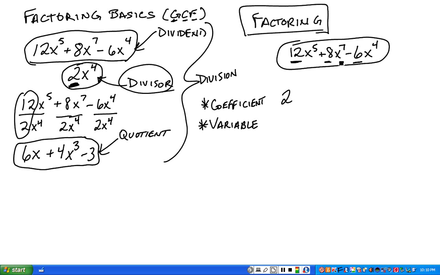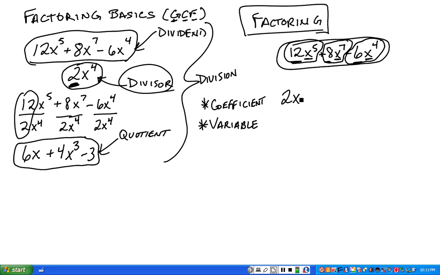Okay, so x is present in all 3 terms, so that means I can pull an x out. The fact that it's present in each term: x is present in this first term, right here, x is present in the middle term, right here, and x is present in the last term, right there. So x is present in each term, so that tells me I can pull an x out.